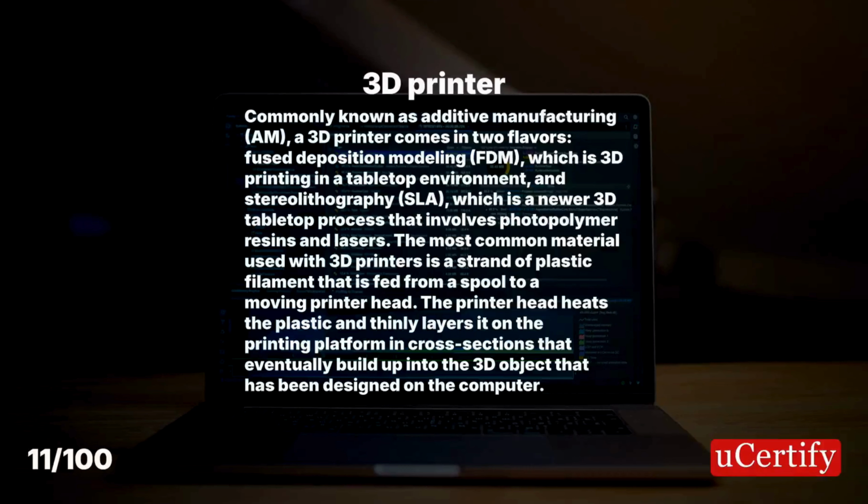Term: 3D printer. Definition: Commonly known as additive manufacturing, or AM, a 3D printer comes in two flavors: fused deposition modeling, or FDM, which is 3D printing in a tabletop environment, and stereolithography, or SLA, which is a newer 3D tabletop process that involves photopolymer resins and lasers. The most common material used with 3D printers is a strand of plastic filament that is fed from a spool to a moving printer head. The printer head heats the plastic and thinly layers it on the printing platform in cross-sections that eventually build up into the 3D object that has been designed on the computer.